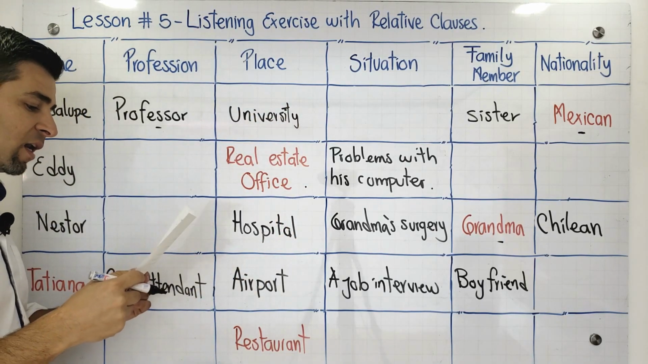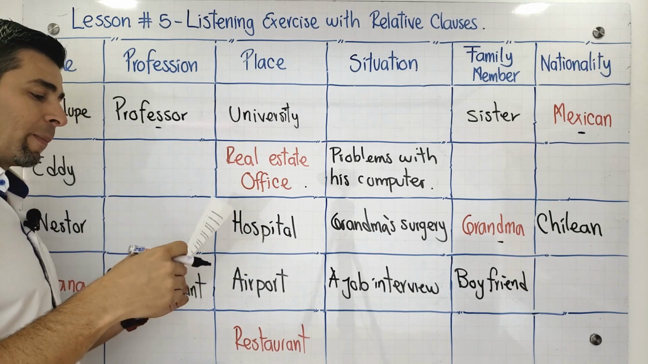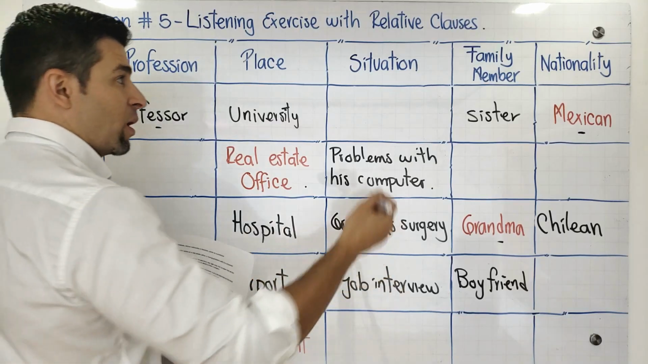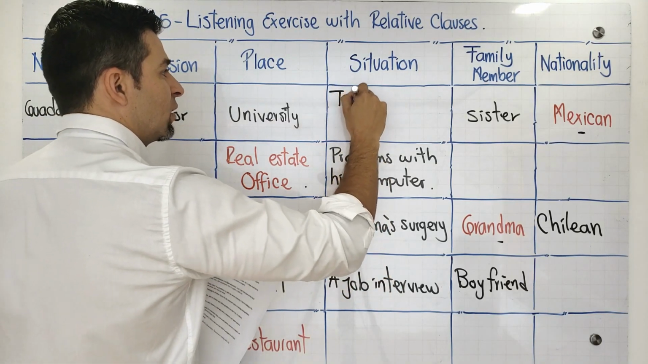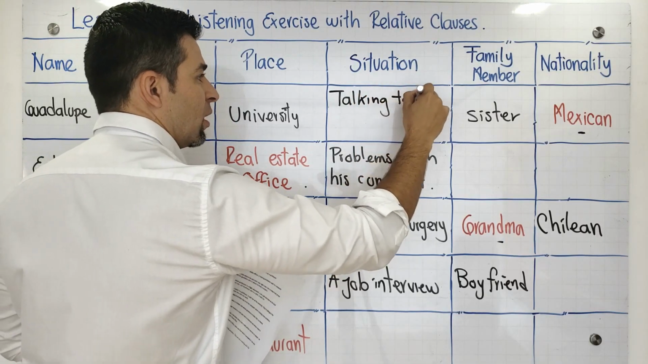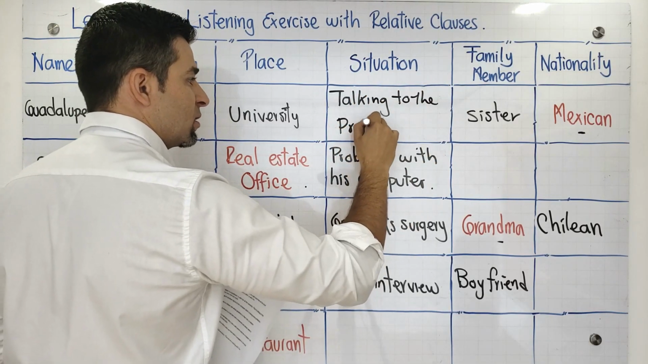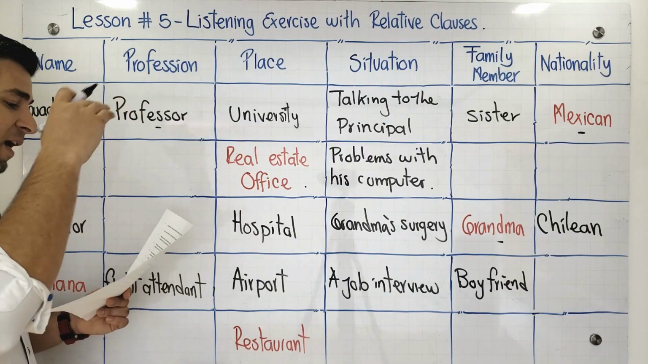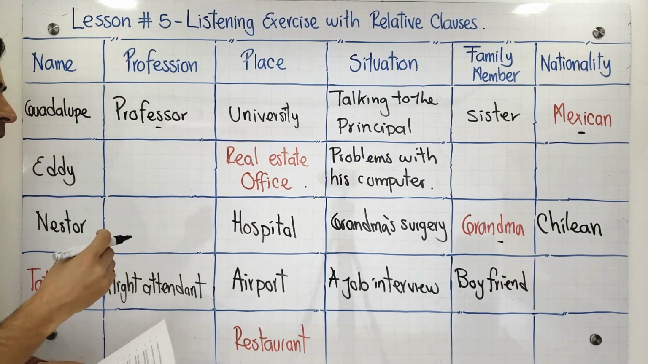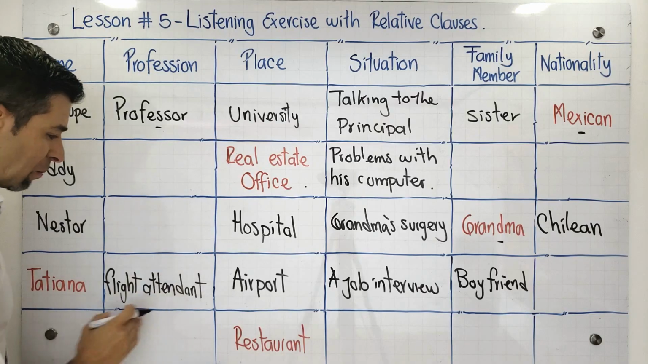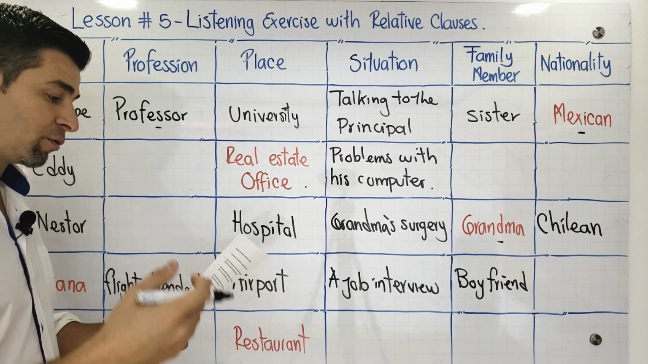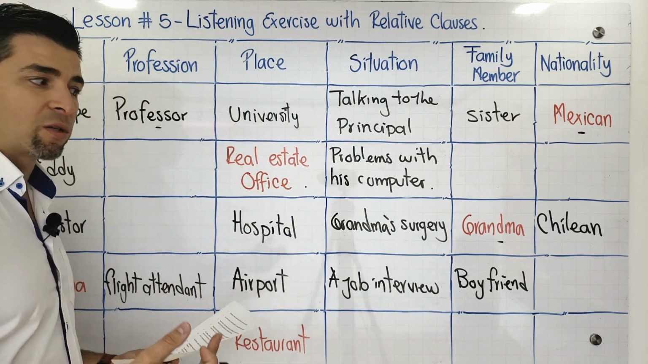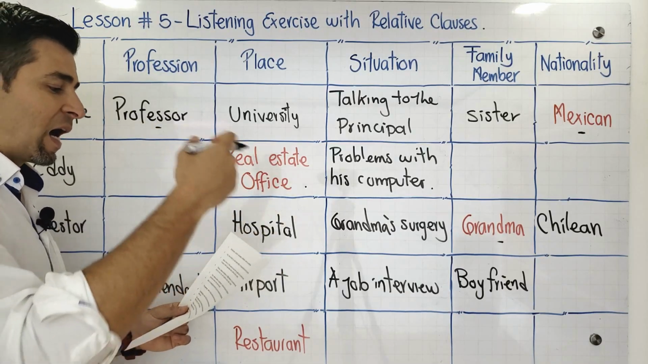Okay. So let's continue. They're talking to the principal whom she met last week. So the situation is talking to the principal. This is the situation that Guadalupe and her sister are going through. This is number 5, guys. So, now this is the turn for you to complete the rest of the blanks, and I'm going to continue reading and giving you options for you to understand this much better. And at the end, you can compare your results and also see the complete statements that I read here.